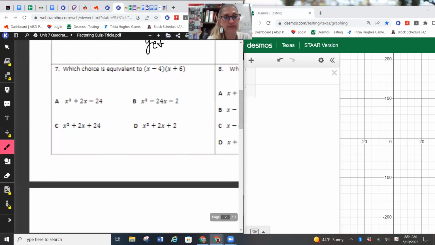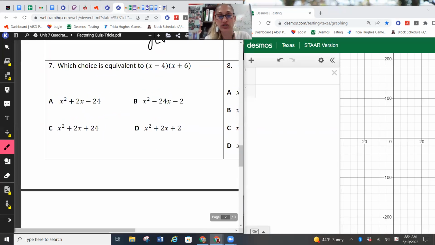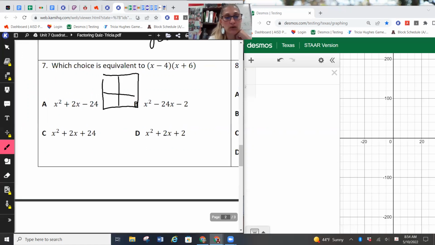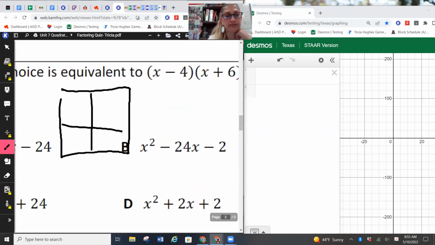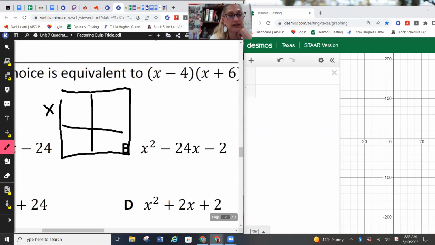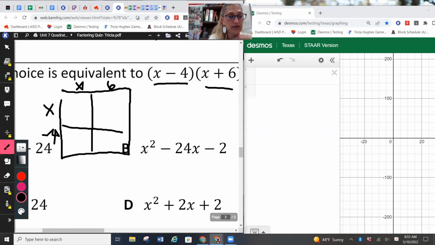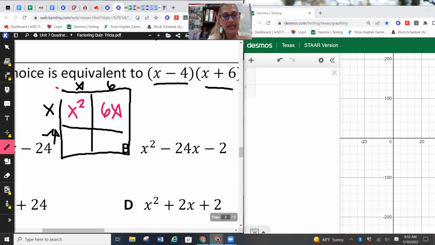Okay, for number 7, we want to match the factored form with the original equation. So I'm going to bring you back to what we did in March. We did the box method. I made you guys put an x here and a minus 4 there, and an x here and a plus 6 there. So I wrote that on the side and I wrote that on the side. And now I'm going to multiply everything together. X times x is x squared. X times 6 is 6x. Negative 4 times x is negative 4x. And negative 4 times 6 is negative 24.